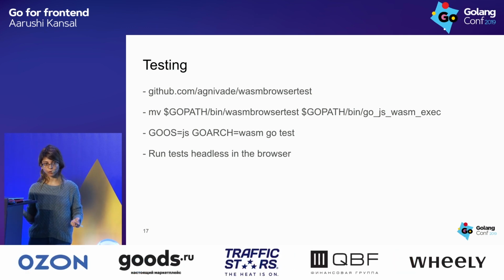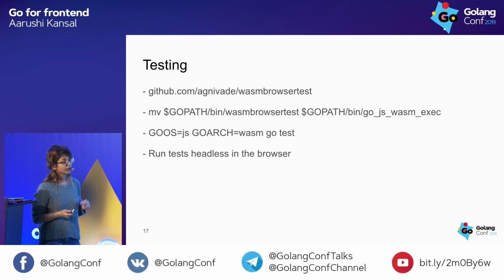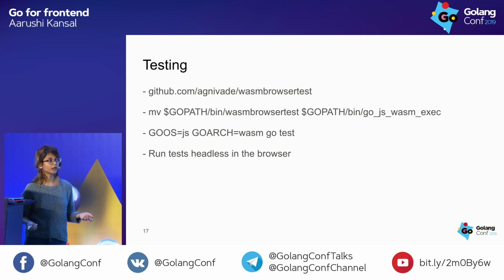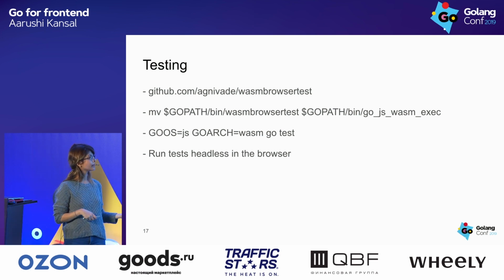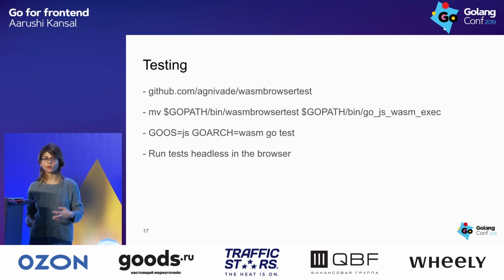It does all of the setup for you. And there's the link for it as well, if you want. The steps basically are you grab that wasmbrowsertest file, you rename it to go_js_wasm_exec and move it into your Go path. And then executing your tests is your usual go test command, but obviously setting your operating system and your architecture to js and wasm respectively.